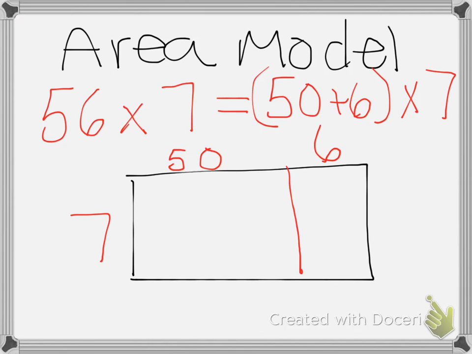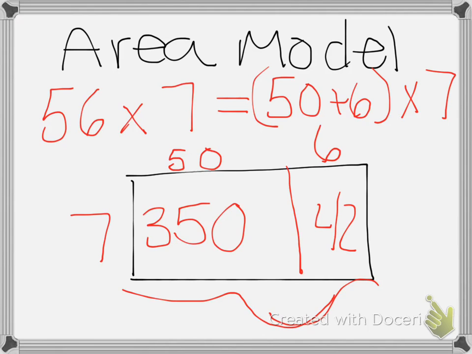50 plus 6 again is 56. 7 times 5 is 35. And I bring down that 0 for 350. 7 times 6 is 42. And the whole thing combined is 392.